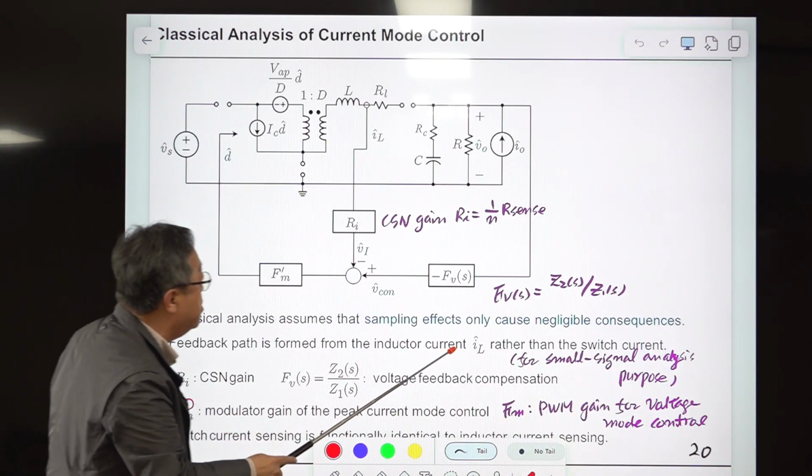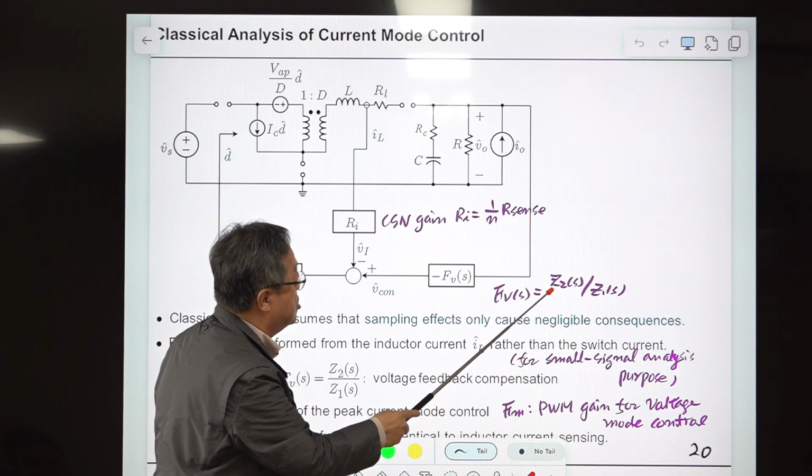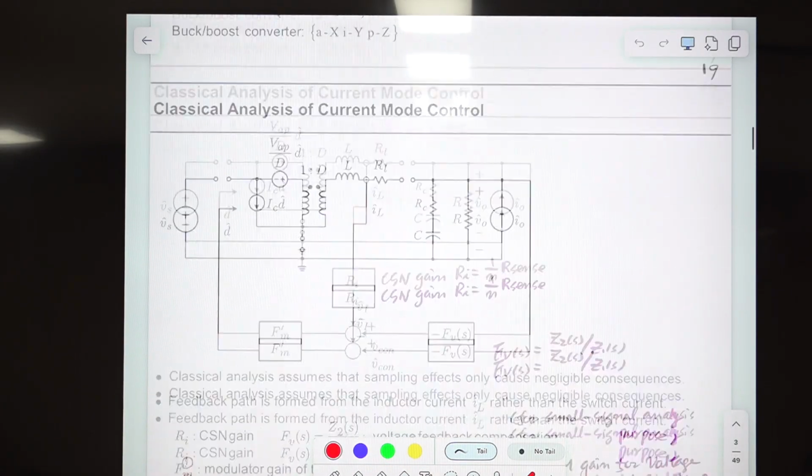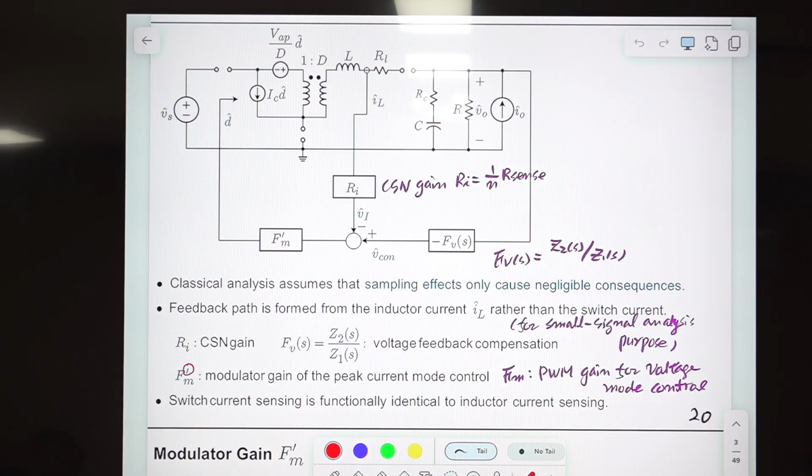Transfer function of that is very simple. FVS is G2S divided by G1S, shown here, okay. And this negative sign indicates there is a negative feedback embedded in this configuration, okay. So there is a negative feedback here, one negative feedback here, and another negative feedback is here, okay. So you should have this, because we are always employing the negative feedback, not positive feedback.